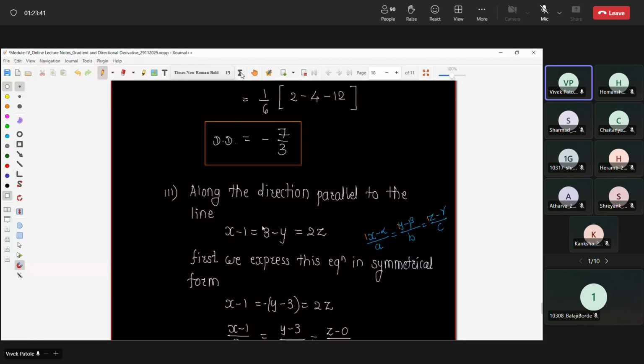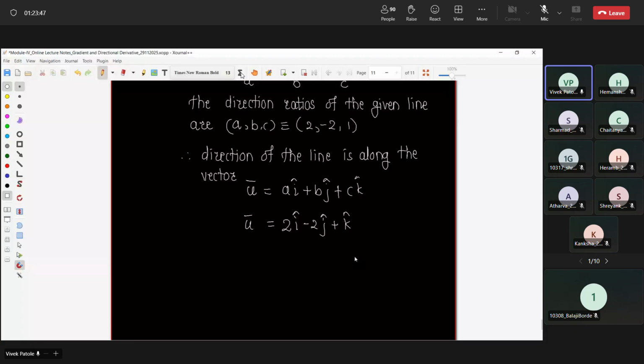Now you see here what they have given: along the direction parallel to the line. We know that if the two lines are parallel, their direction ratios are in proportion. So whatever the direction ratios are there for the given line, that is 2 minus 2 1, same direction ratios we can consider for our given direction, and that's why I treated my u bar as ai cap plus bj cap plus ck cap. Everyone understood this what I said just now?